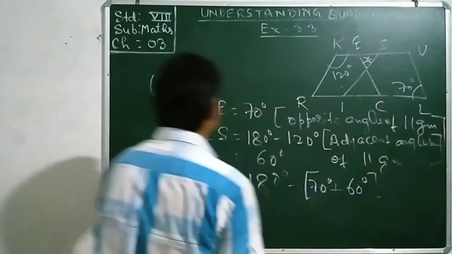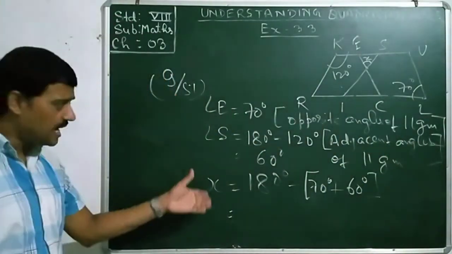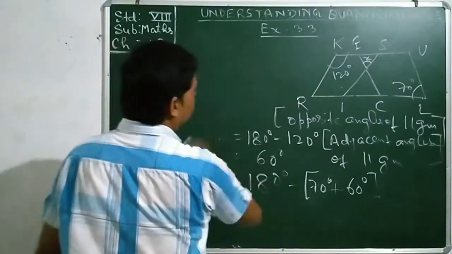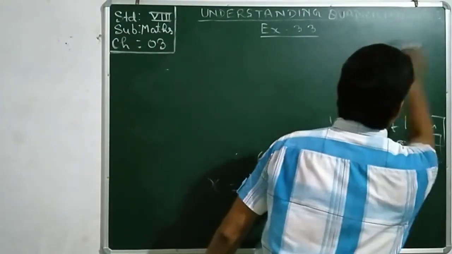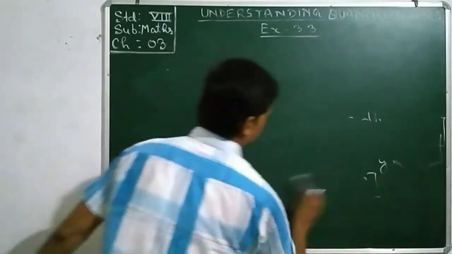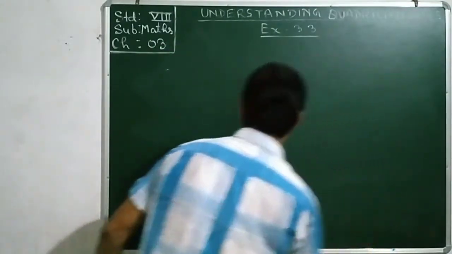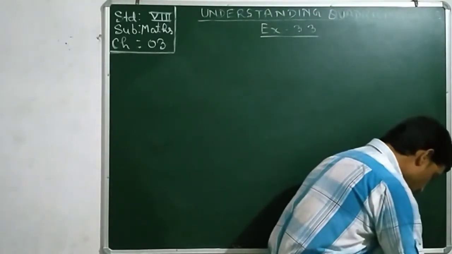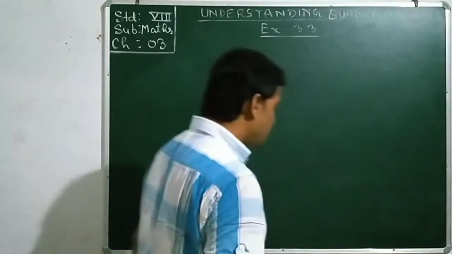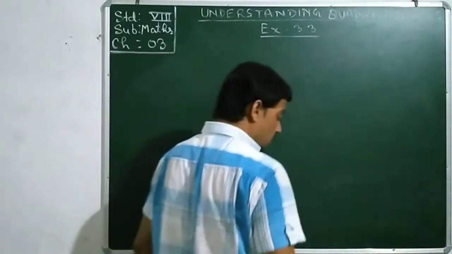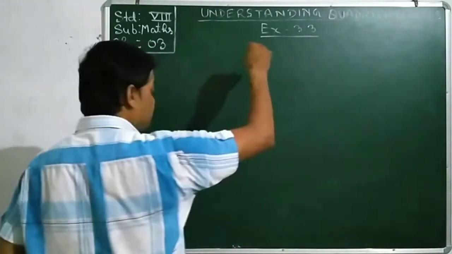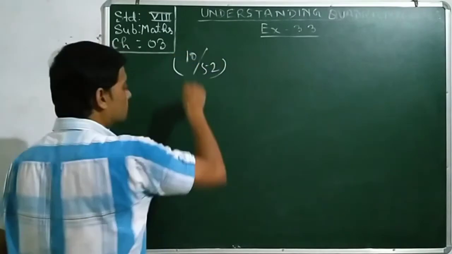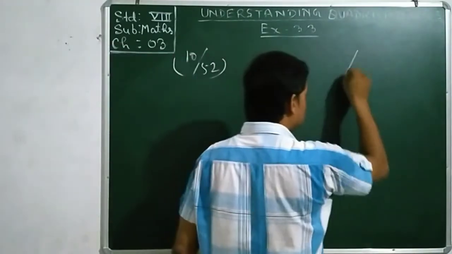Now come to the number 10 sum. I don't think that you will get any difficulty in solving this sum now. In the number 10 sum, explain how the figure is a trapezium. And the figure looks somewhat like this.